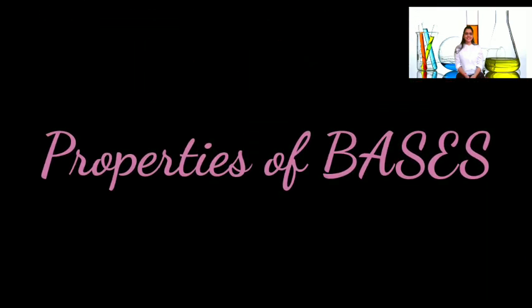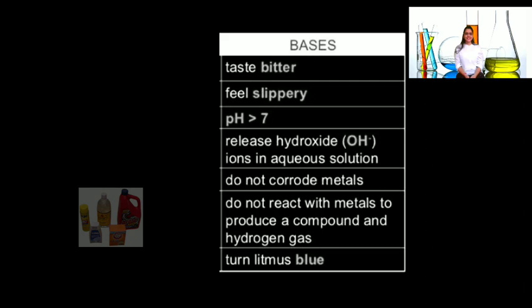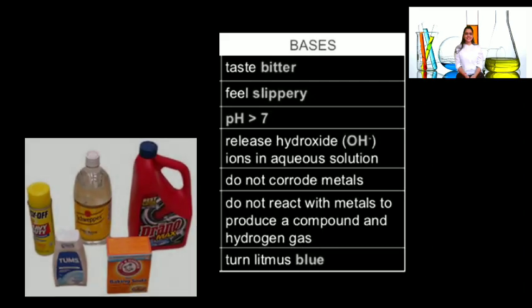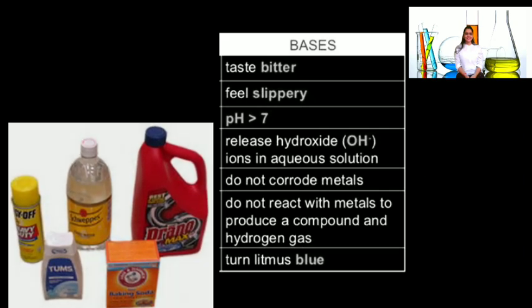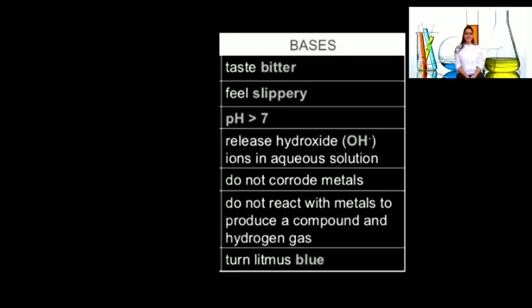Now let us look at the properties of bases. Bases are bitter in taste. Base turns red litmus paper to blue. It releases OH minus ions in an aqueous solution. Base has a pH value higher than 7 and OH minus ions in a solution are responsible for the basic character.